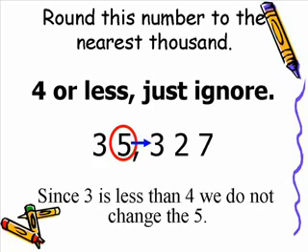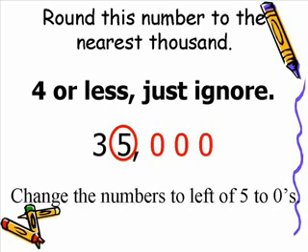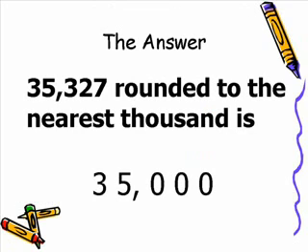Now the next line of the poem says 4 or less, just ignore. Since 3 is less than 4, we do not change the 5. We leave the 5 alone. And what we can do is change all the numbers to the right of the 5 to zeros. And so our answer, 35,327 rounded to the nearest 1,000 is 35,000.